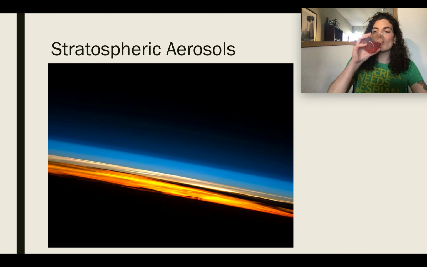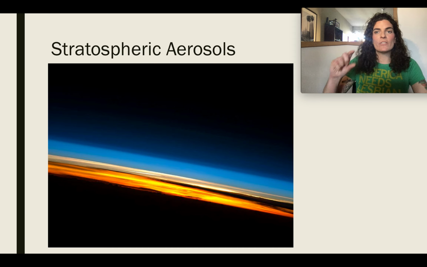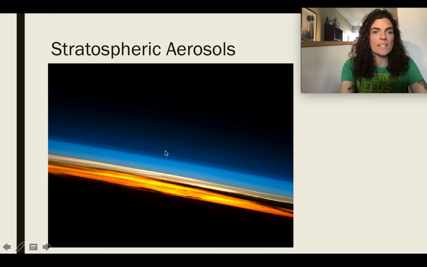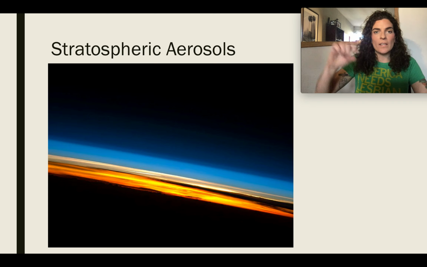So we're going to start with talking about stratospheric aerosols. Stratospheric aerosols are tiny particulates that are emitted into the layer of the atmosphere that we call the stratosphere. This image here is a cross-section of the atmosphere. You can see the layer closest to the surface we call the troposphere, clearly delineated from the stratosphere, which is the layer above the troposphere. So it's not at the surface, it's the layer above the layer at the surface.